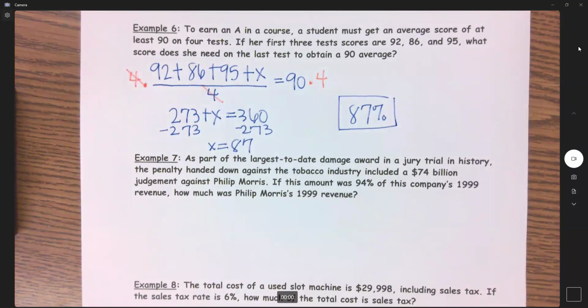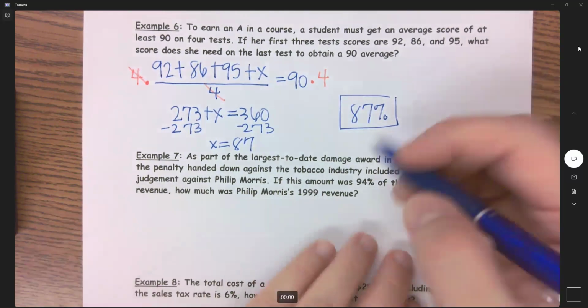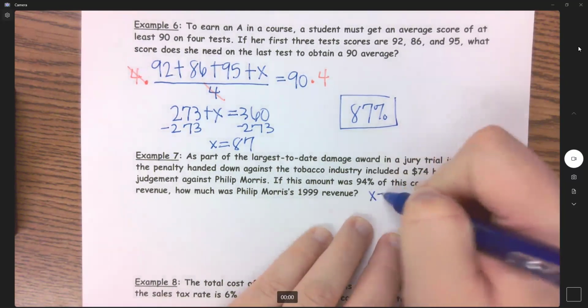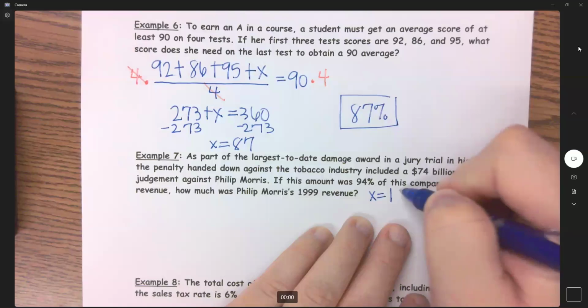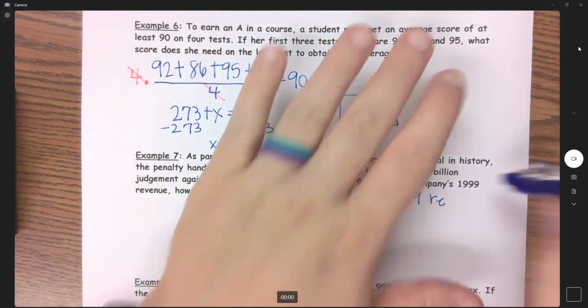Example 7, as part of the largest to date damage award in a jury trial in history, the penalty handed down to the tobacco industry included a $74 billion judgment against Philip Morris. If this amount was 94% of the company's 1999 revenue, how much was Philip Morris's 1999 revenue? So if I'm wanting to know how much his revenue is, I'm going to let that equal X. So X is going to equal the 1999 revenue.